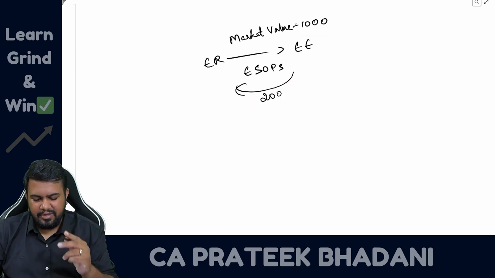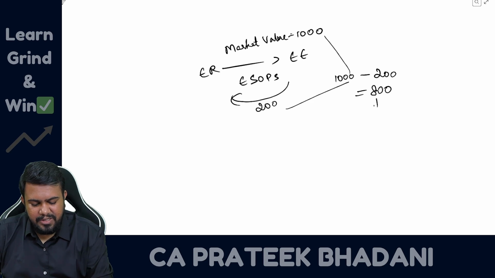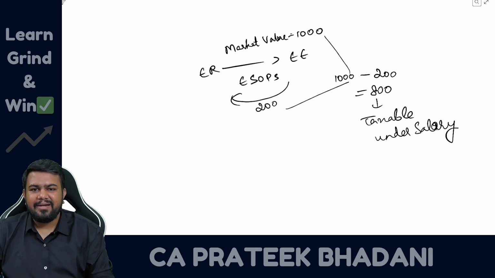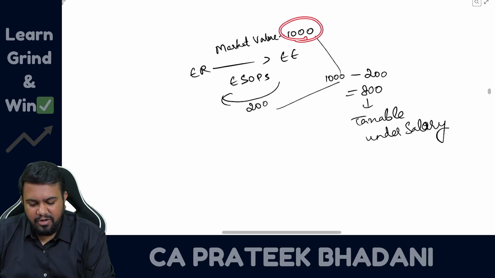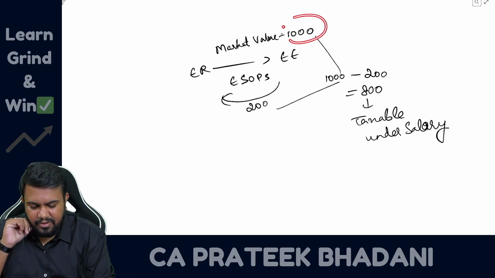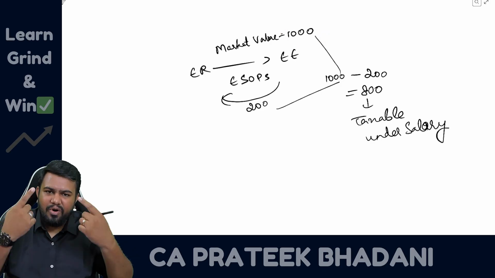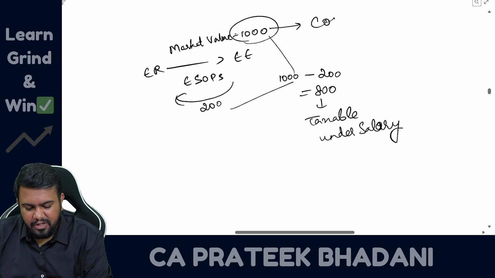Now in salary head of income, what did we learn? We learned that 1000 minus 200 is there. No, that is the fair market value minus exercise price, that is ₹800 will be taxable under the salary head of income. So while paying the tax, what did the employee do? The employee has considered the value of the shares as 1000, and on this value he has paid the tax. So what was the value of share considered? ₹1000. Since the value of shares was considered as ₹1000 and tax has already been paid, that is why for future purpose this market value will become the cost of acquisition.